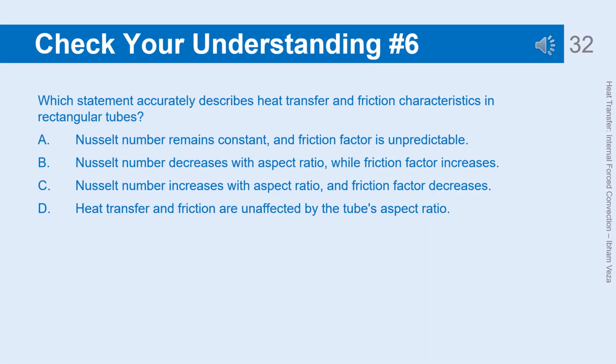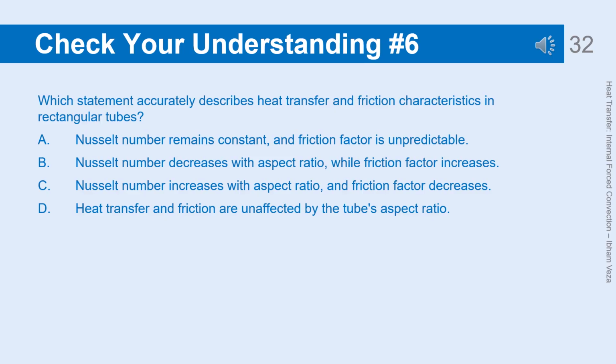Correct answer: C. Nusselt number increases with aspect ratio and friction factor decreases. Explanation of incorrect options. A. Nusselt number remains constant and friction factor is unpredictable. This is incorrect because the Nusselt number in rectangular tubes depends on the aspect ratio and does not remain constant. The friction factor also follows a predictable trend.